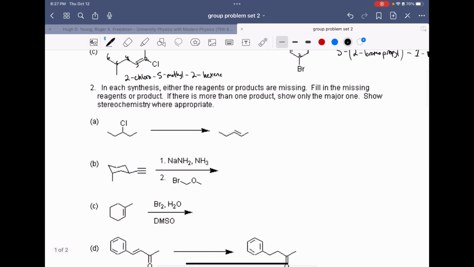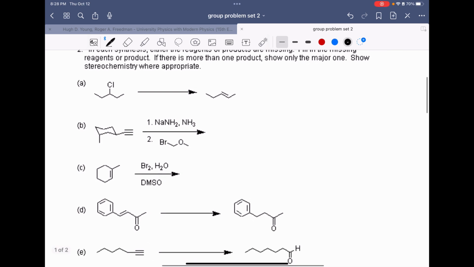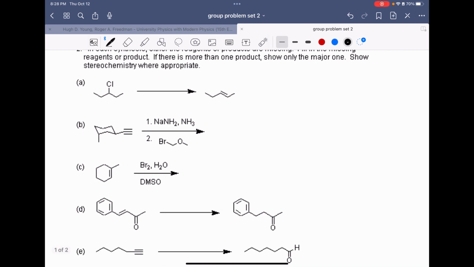Okay, so in this second question, in each synthesis, either the reagents or products are missing. Fill in the major reagents or product. If there's more than one product, show only the major one. Show stereochemistry where appropriate. So the only thing that's changing between the reactants and the products is that we have lost the halogen, the chlorine, and we're gaining a double bond there.